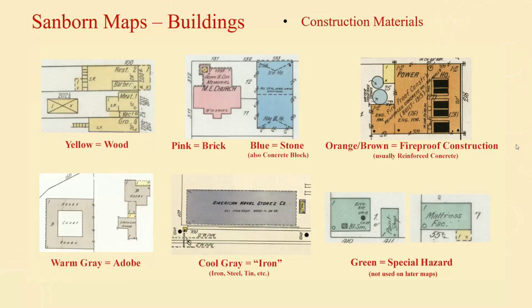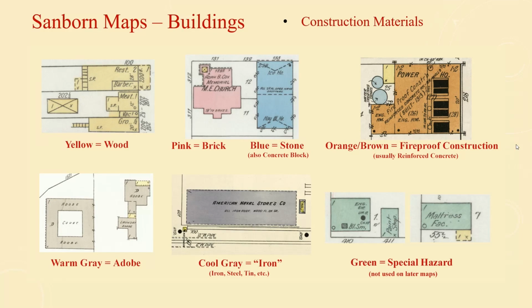First thing you notice when you look at these Sanborn maps is the colors. And the colors indicate the construction materials used for the individual buildings. So you have yellow for wood, pink for brick, blue for stone, which also was used for concrete block. You have orange, brown, meant fireproof construction. Usually that meant reinforced concrete. You've got warm gray for adobe, cool gray for iron.